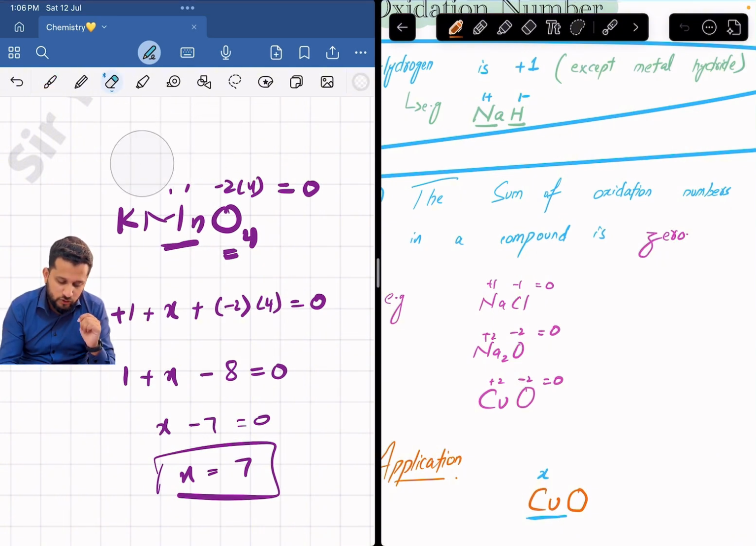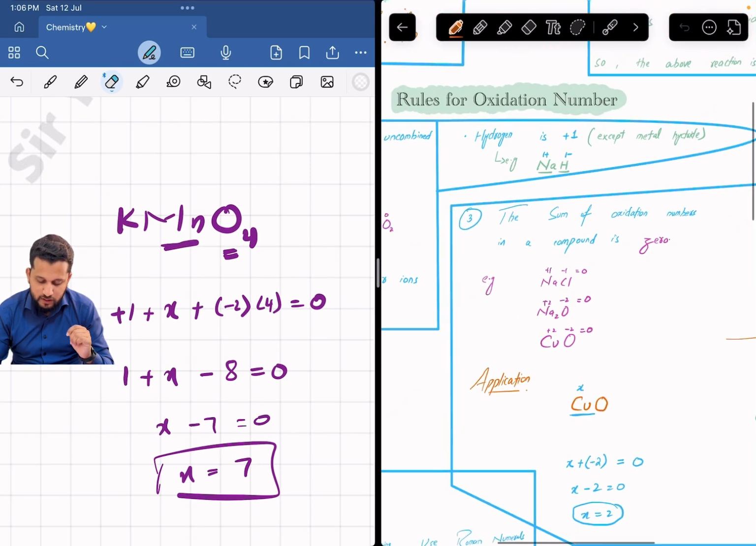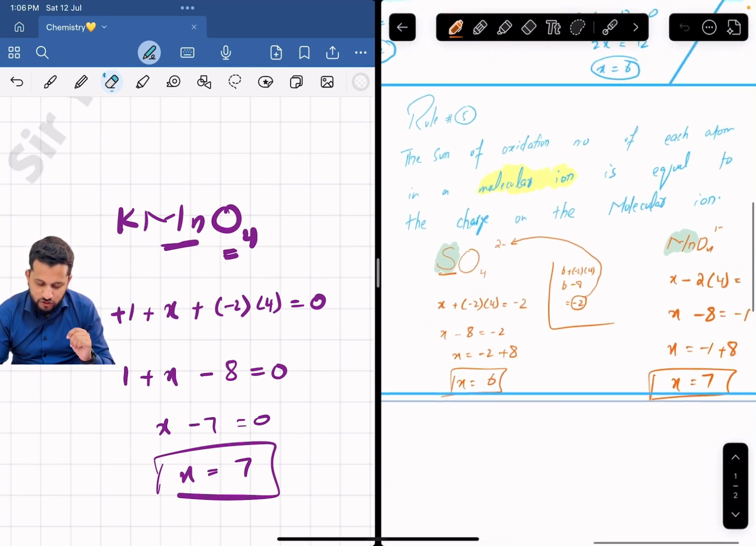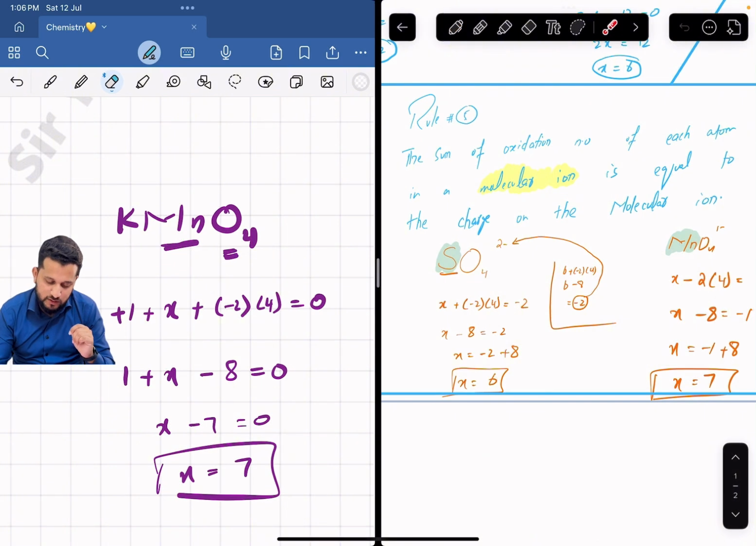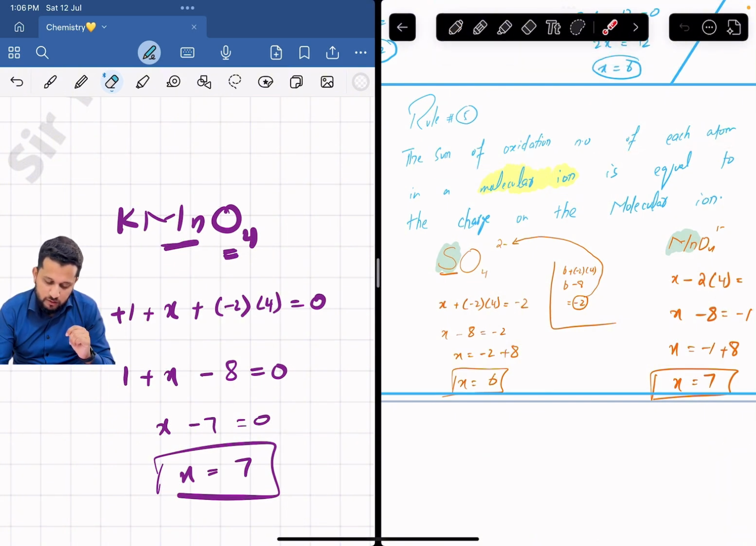Clear? So let's talk about the next rule, which is that the sum of oxidation numbers of each atom in a molecular ion is equal to the charge on the molecular ion. I'm going to repeat it again. This is a molecular ion, okay?